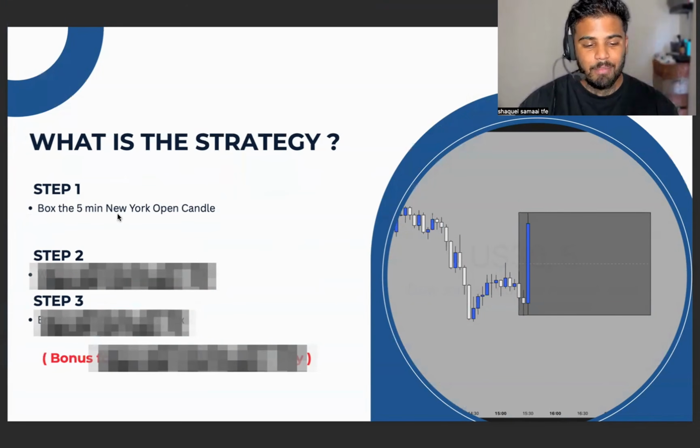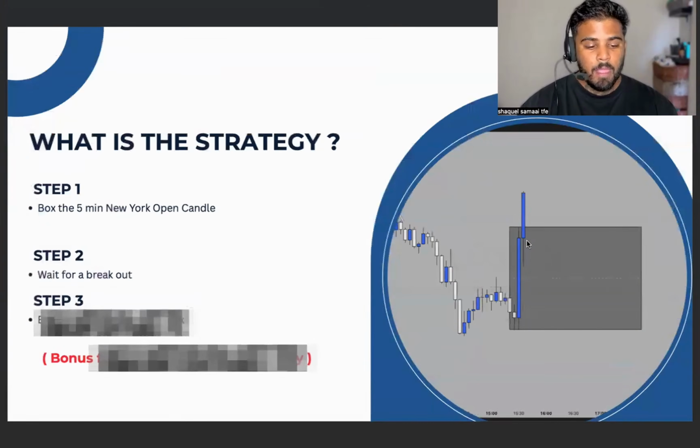Box off the 5-minute New York Open candle. As you can see right here, I boxed it from the high to the low or low to high. And once I've done that, I'm moving to step 2. The reason why I box it off is so I can see where the most orders have come in for the day. And that is a very crucial area for entering a buy or sell from.